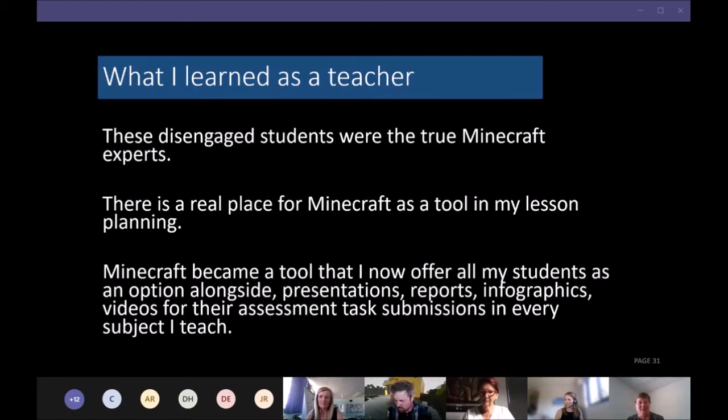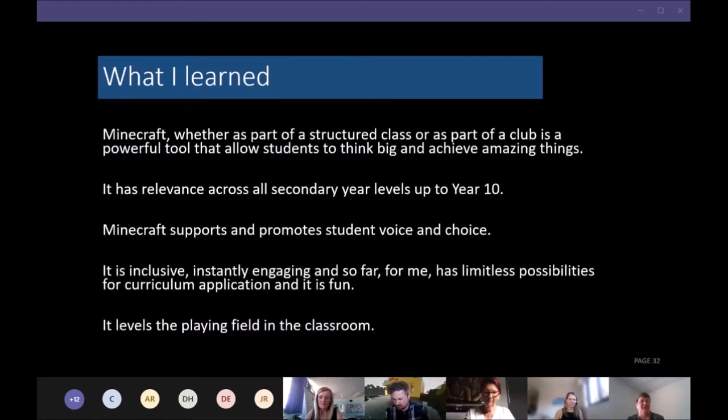If we can pop to the next one, please. I've learned and witnessed some big thinking and amazing achievements from my students. Minecraft is inclusive, it's instantly engaging, and it promotes student voice and choice. I'm still exploring the possibilities, which so far appear to be limitless for me. More than any tool I've ever used, it's a great leveller, which is so important, particularly in our secondary classrooms.